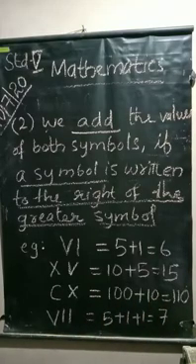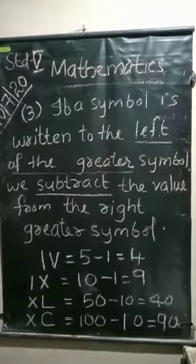This is the second rule. We add the values of both symbols if a symbol is written to the right of the greater symbol. Understood this rule? Okay. Third rule.